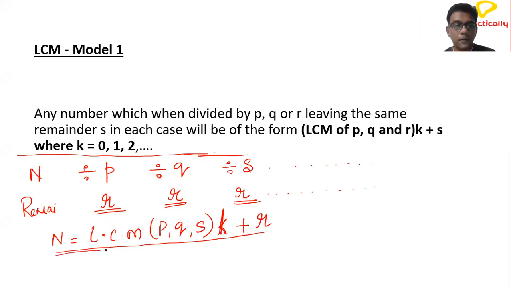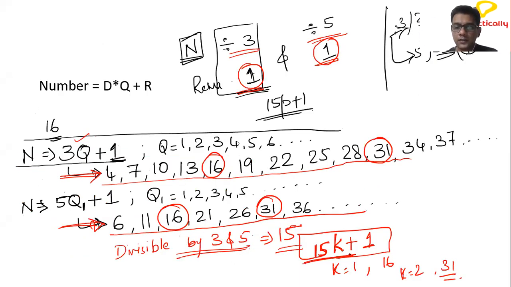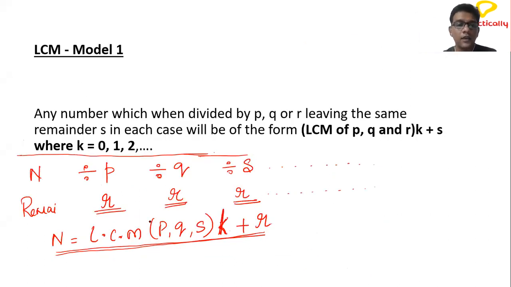Okay, the number will always be in the format of LCM of your divisors into k, because if you look at this slide here, it was 15 and its multiple, and that's why it was 15 into k, right? I knew that the number is 15 or its multiple. So similarly, the number is an LCM of P, Q and S, or it is its multiple. And once I find that, I have to add R to it.